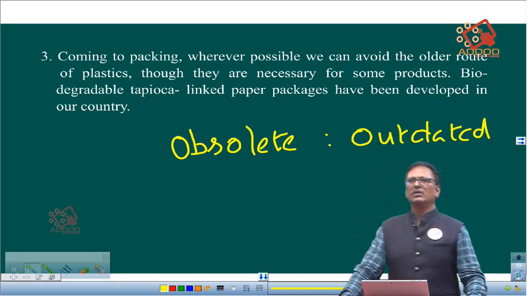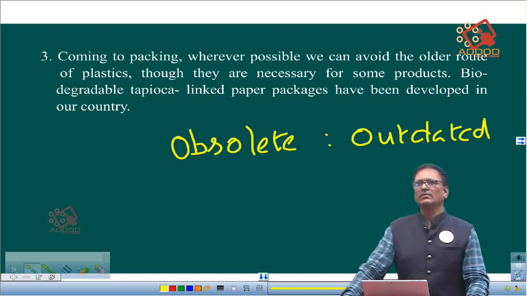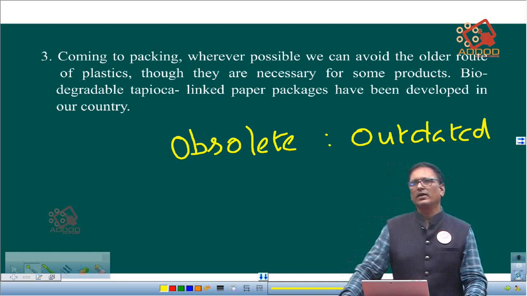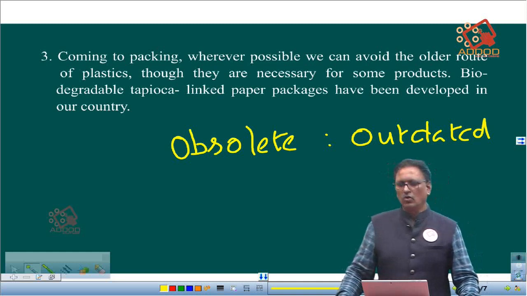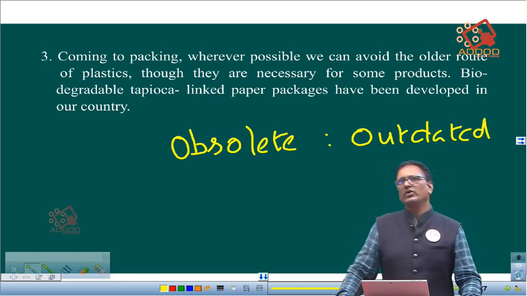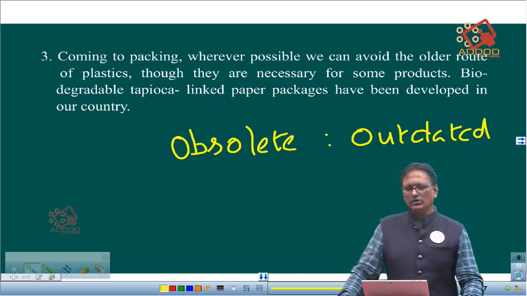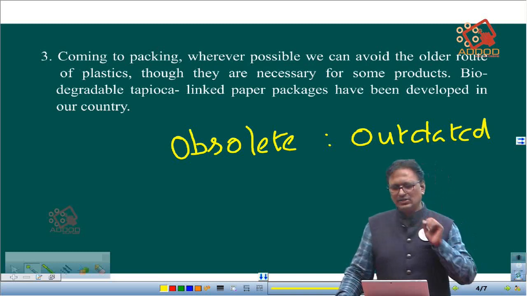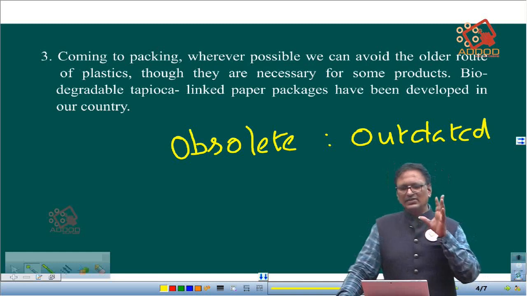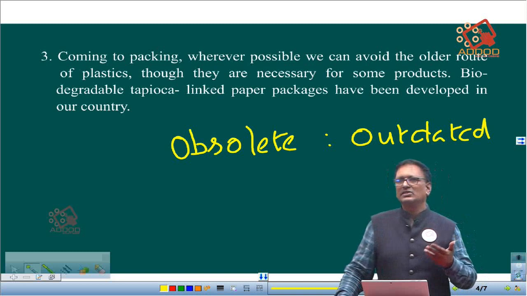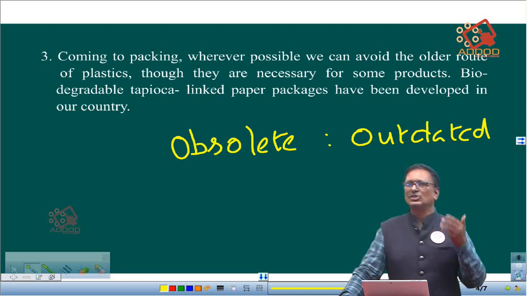Okay, so please remember, don't forget, every annotation begins with an introduction, followed by the second one, meaning, and the third one, a critical comment, which should be your own. So the third annotation primarily highlights the points about how this particular technology has an impact on biodegradable tapioca packages developed by India itself.